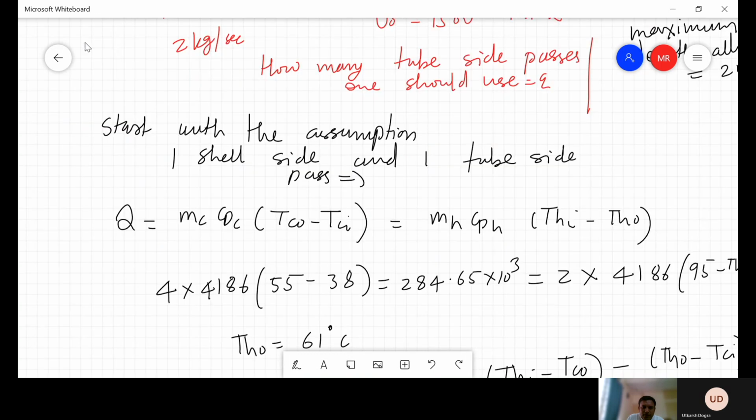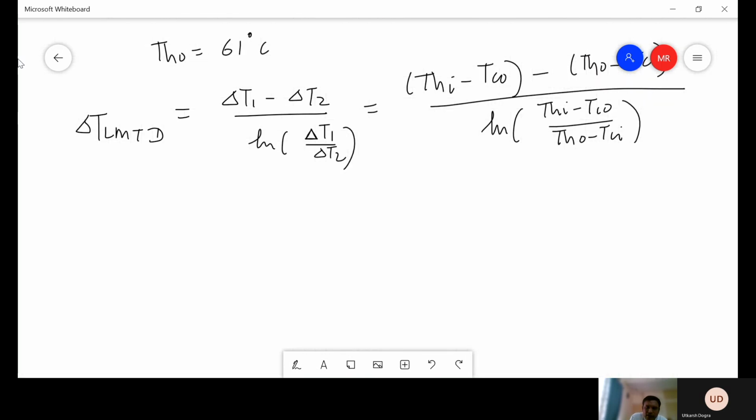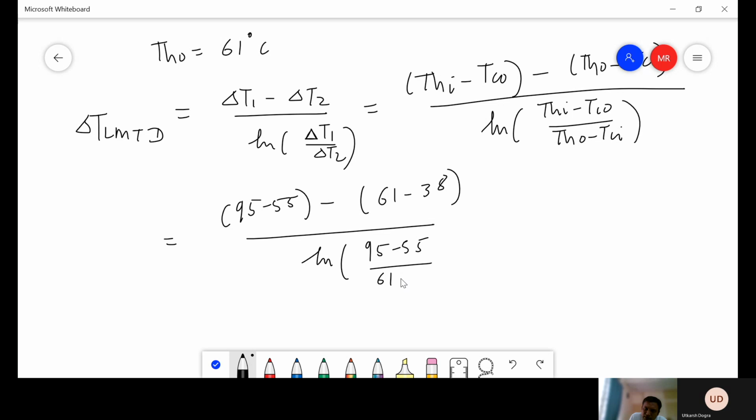So with this we can calculate the delta T LMTD. We can put all the values here. If you put all the values, we get (95 minus 55 minus 61 minus 38) divided by ln (95 minus 55) divided by (61 minus 38). So this comes around 30.72 degrees Celsius. That is the LMTD.